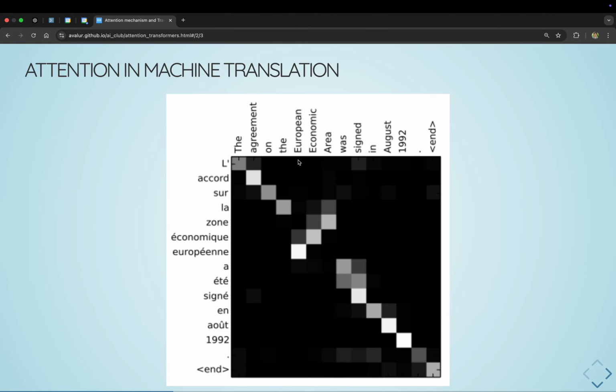But here, for the European Economic Area, we have reverse order of words, because in French it is la zone économique européenne. So we change the order of words, and the attention mechanism after training understands what is going on, so that the European is européenne. The mapping between words is fully correct. And that's because of the attention mechanism and our trainable weights here.